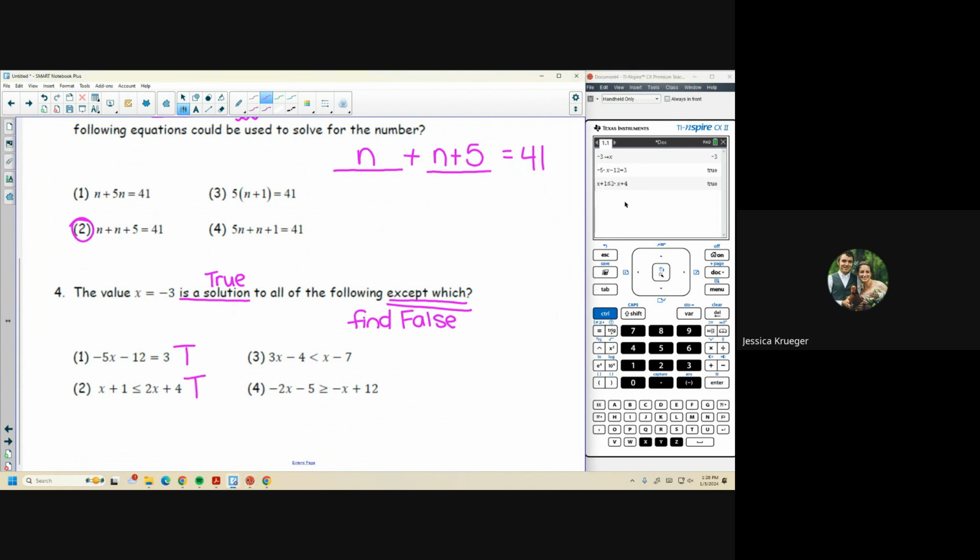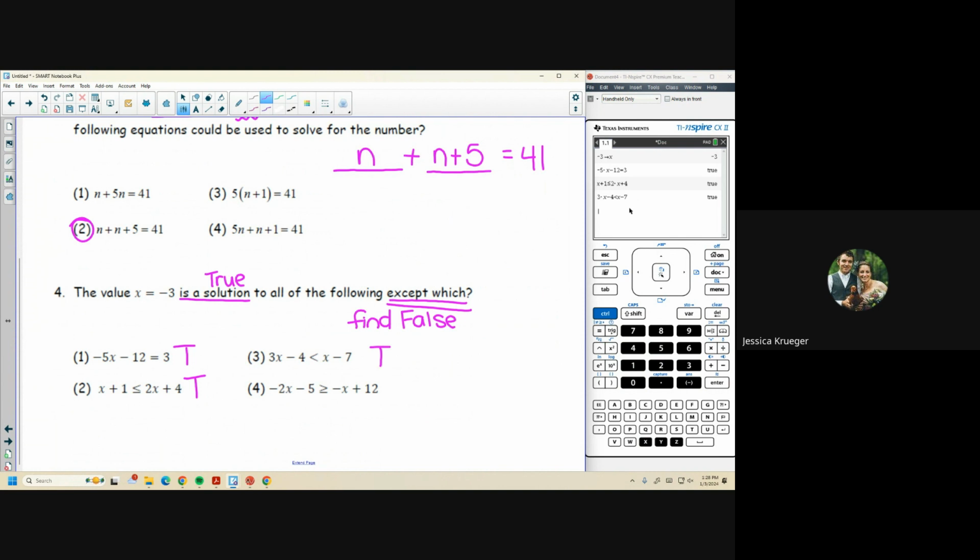Okay. Let's go on to number 3. 3x minus 4 is less than x minus 7. Enter. Oh, man. They love to make it the last answer choice on these.